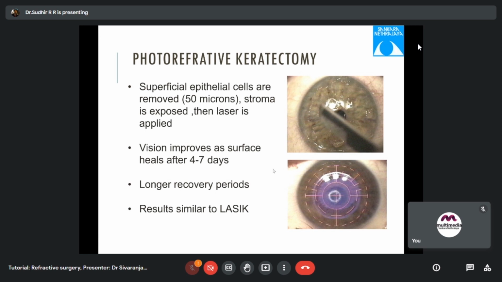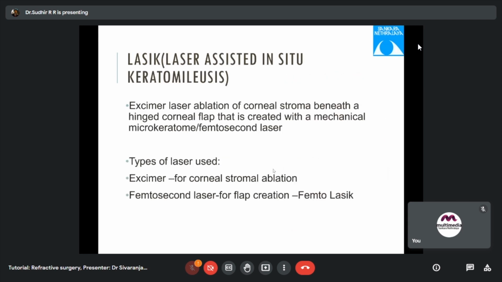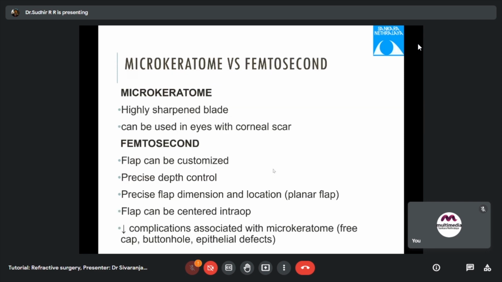So this is the problem with photorefractive keratectomy. Here in LASIK, laser ablation of the corneal stroma beneath a hinged corneal flap is done, and the flap is created with a mechanical keratome or with a femtosecond laser. Two types of laser are used. Excimer laser is used for corneal stromal ablation. Femtosecond laser is used for flap creation. Then it is called femtoLASIK. Microkeratome is a mechanical method and femtosecond is a laser method.